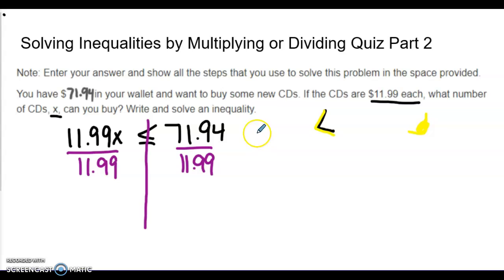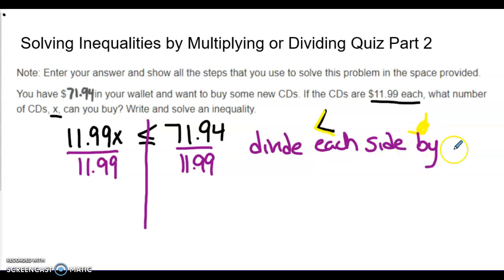So my first step is divide each side by $11.99. You could also just write division property of equality. That's the name of the property. And then let's finish solving it. So then we simplify. So this will cancel, leaving us with X. We do not have to flip the symbol because we did not divide by a negative number. And then this side, we're going to simplify it in our calculator.